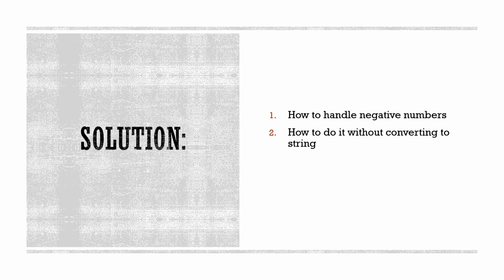The second thing is how to do it without converting into a string. Generally when someone asks about a palindrome, a person may think: I'll take the input as an integer, convert it to a string, do the reverse operation, and check both strings. If they are equal, I'll return true. This is the very basic thing anyone can think of.